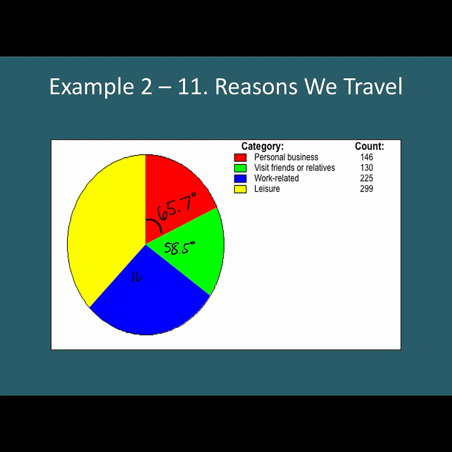Work-related, that's about 101.25 degrees. And finally, leisure will be 134.5, rounding up to 6 degrees. Adding all those up, you get roughly 360 degrees, as you should.